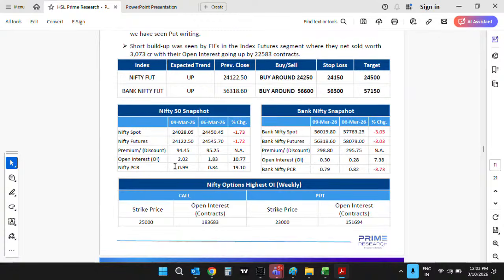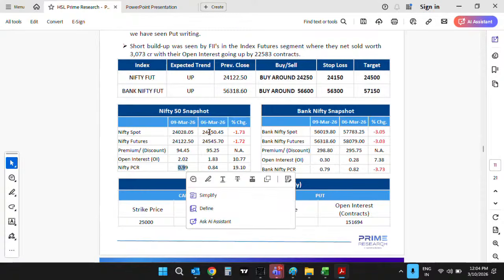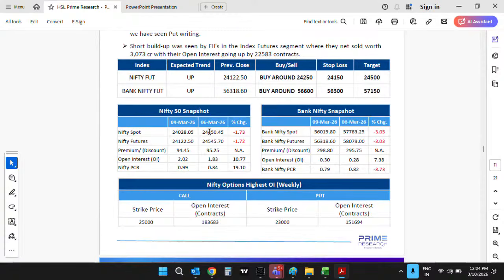However, Nifty open interest put call ratio moved up from 0.84 to 0.99. So that suggests that at lower levels, at the level of 24,000, we witnessed some put writing, and that's why this put call ratio moved up. So that was a good sign.